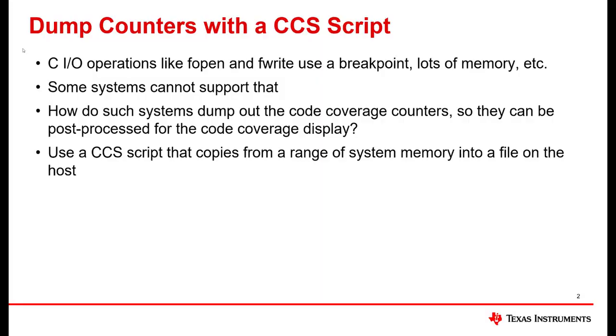C input-output operations like fopen and fwrite use a breakpoint, lots of memory, and so on. There are some systems that can't support all of that. So for such systems, how do you dump out the code coverage counters so they can be post-processed for the code coverage display? Well, it turns out the way to do that is to use a CCS script that copies from a range of system memory into a file on the host.